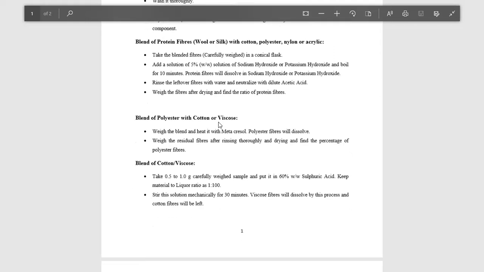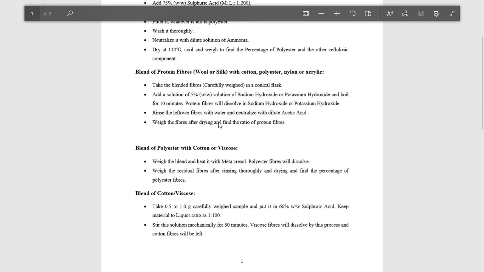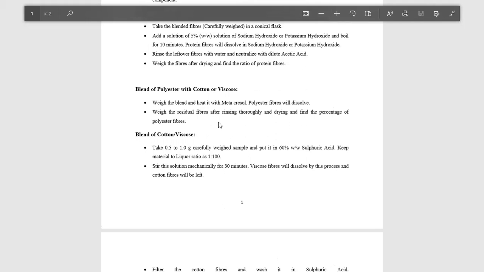Blending of polyester with cotton or viscose. This process is similar to the first one, because in both processes we can find out the blending ratio of polyester with cotton. But in this process I dissolve the polyester. For dissolving the polyester, we can treat the blended fiber with metacresol. When polyester reacts with metacresol, it will convert into a dissolved form. So when we rinse it, we can easily find out the percentage of polyester fiber.